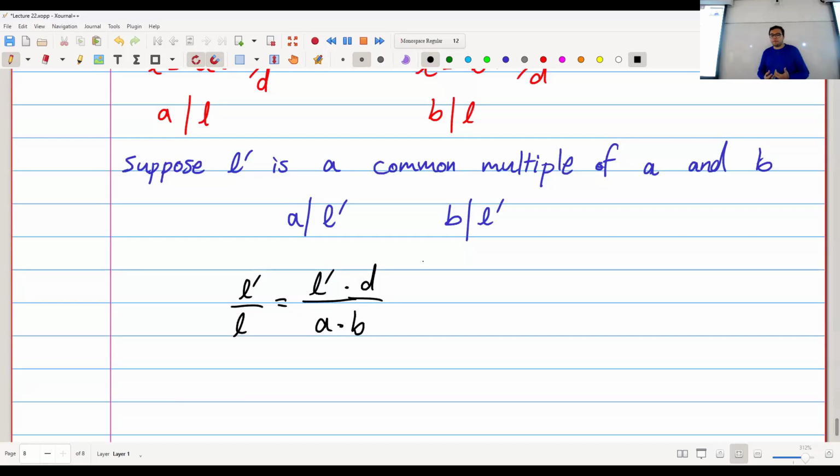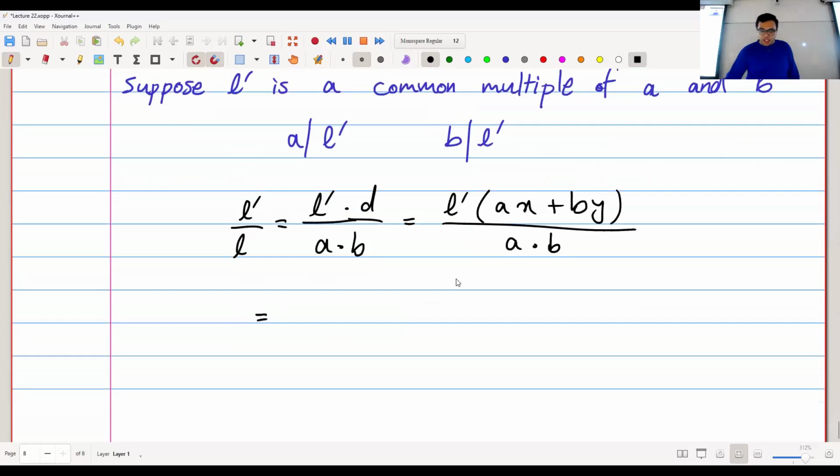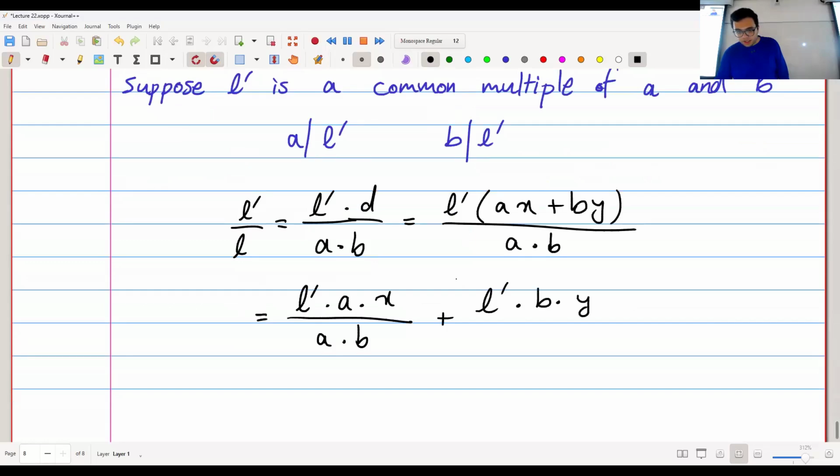So what do I know about D? I know that D is the GCD of A and B. So I should be able to write D as a linear combination of A and B. So this is going to be L prime times AX plus BY divided by A times B. I want to show that this thing is an integer. Let's just divide it into parts. I can write this as L prime AX over A times B plus L prime BY over A times B. On this side, I can cancel the A's. On this side, I can cancel the B's.